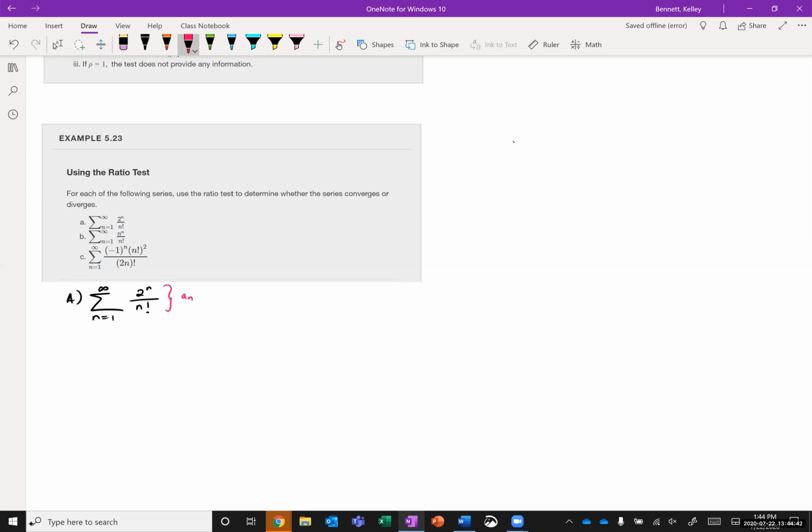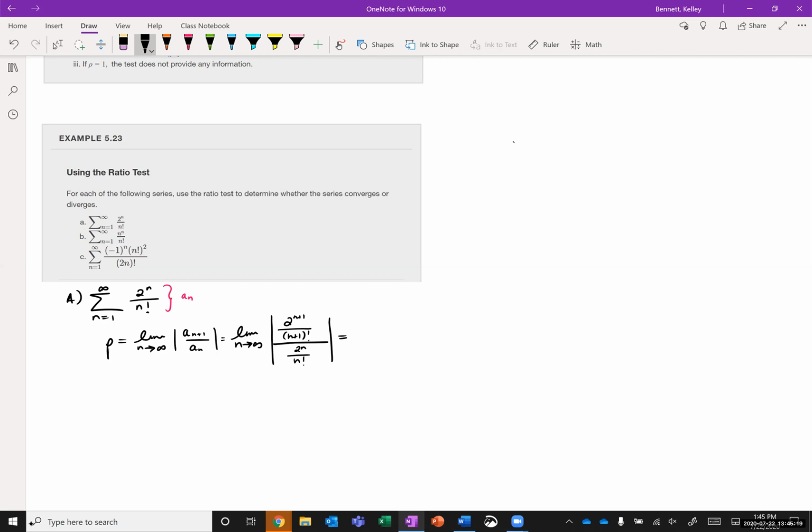So this is a sub n. Then I compute rho as the limit as n goes to infinity of the absolute value of a sub n plus 1 over a sub n, which is the limit as n goes to infinity. The n plus 1th term is 2 to the n plus 1 over n plus 1 factorial, over, and I take the absolute value, just the nth term, so 2 to the n over n factorial.